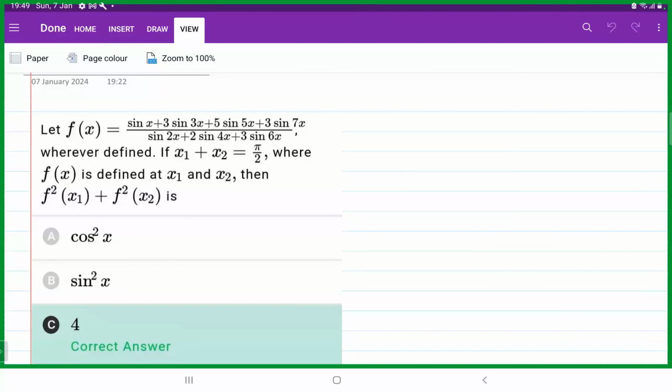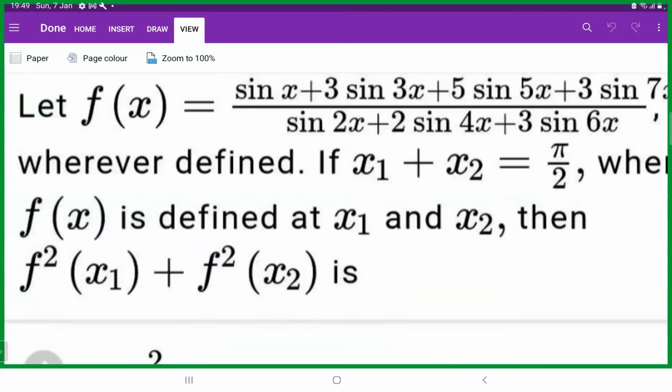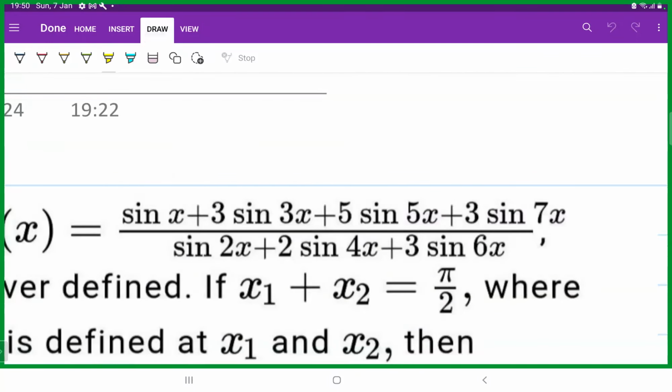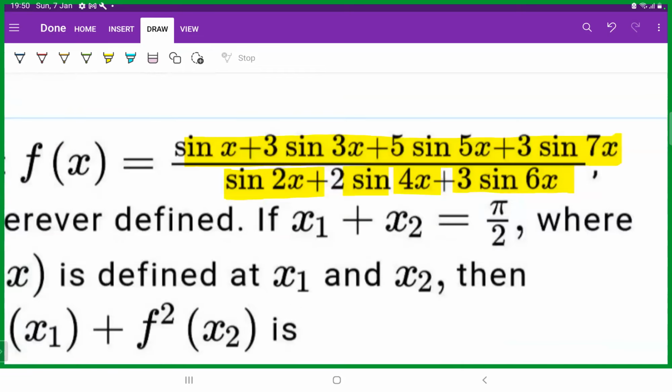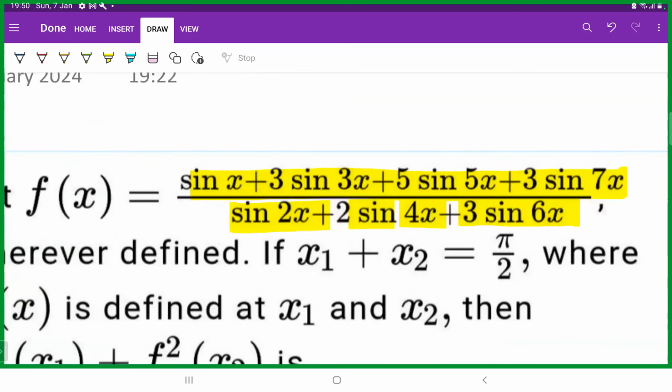Hello everyone. So we have a good question from the chapter of functions. Let me just briefly introduce you to the question. We have this very huge function of trigonometric functions, and it has been said that x1 and x2 satisfy the function.